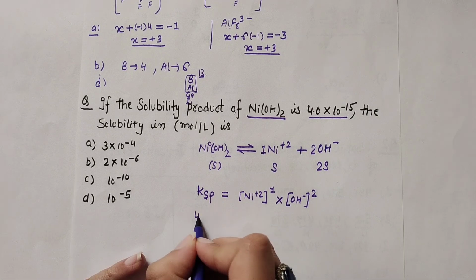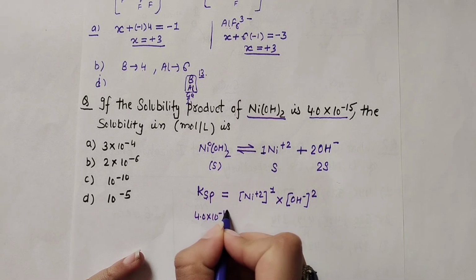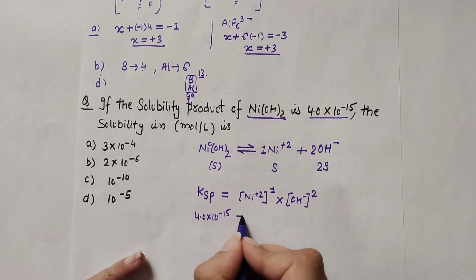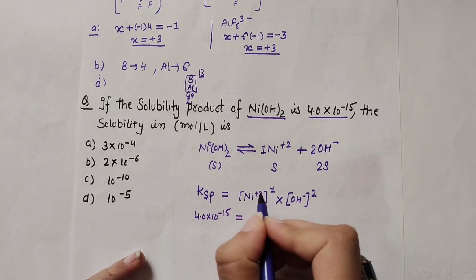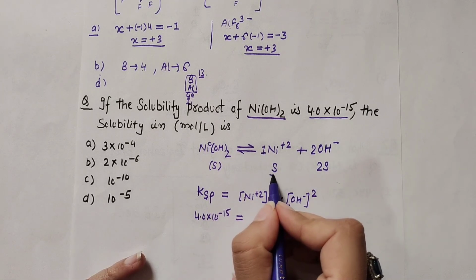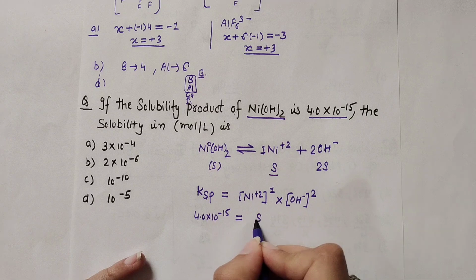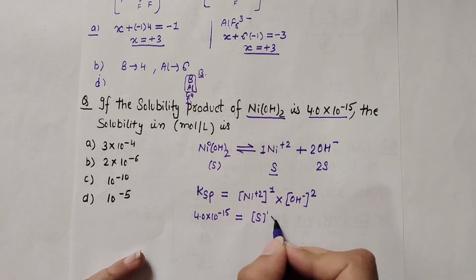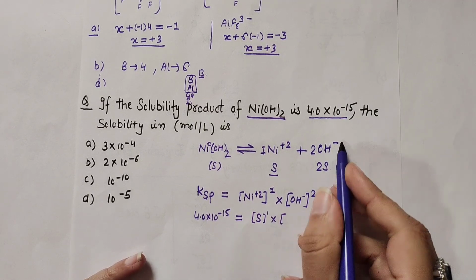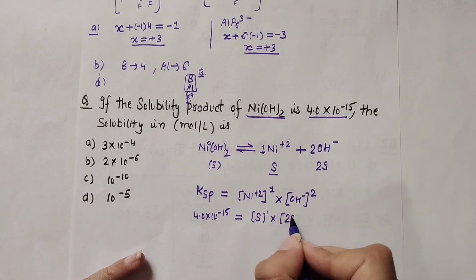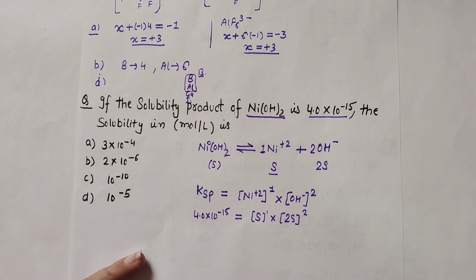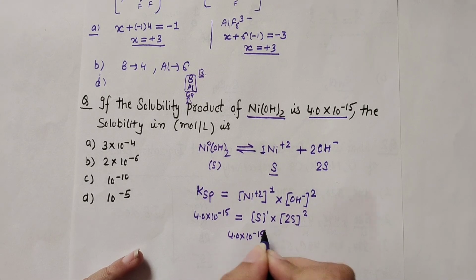Ksp's value is 4.0 into 10 raised to the power minus 15, given in the question, which is equal to the Ni concentration. What is the value of Ni 2 positive? Its concentration, that means solubility, is S. So we will write S to the power 1, into what is the concentration of OH negative? It is 2S, raised to the power 2. So upon calculating, 4.0 into 10 raised to the power minus 15 equals 4S cube.